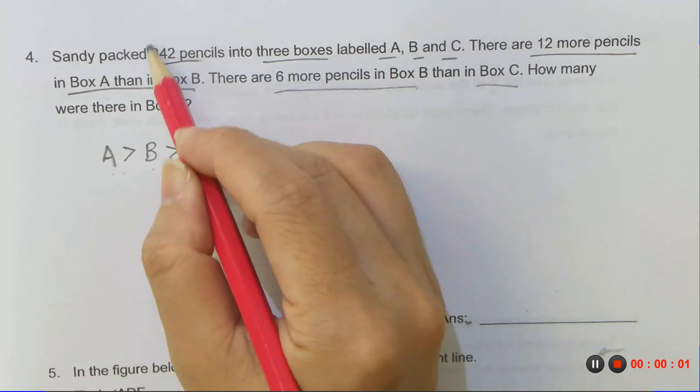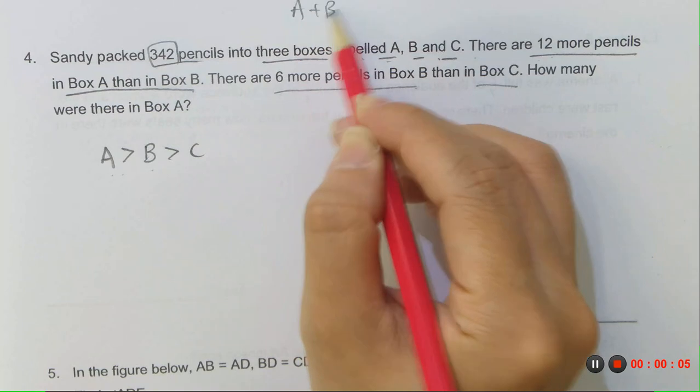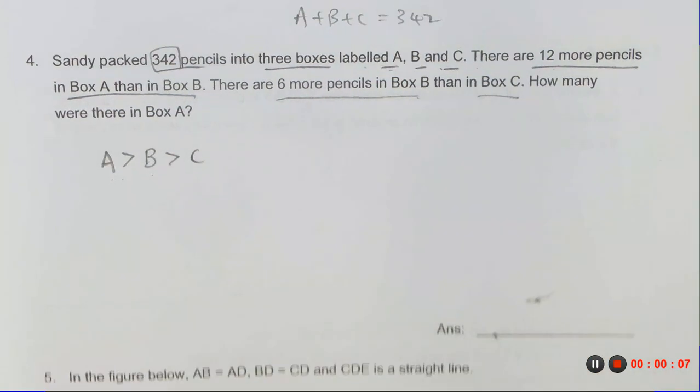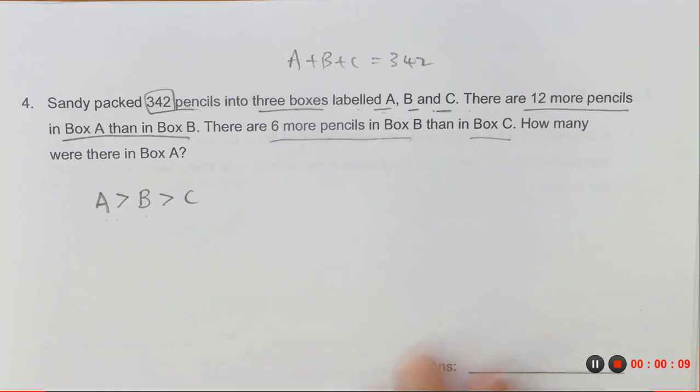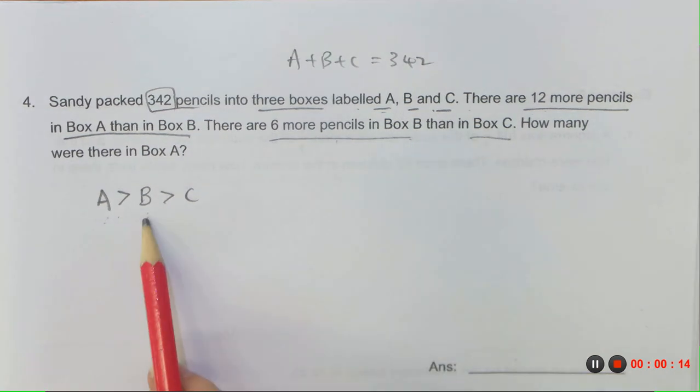342 pencils in 3 boxes A, B and C. Means A plus B plus C is 342. Then there's this relationship. 12 more pencils in A, 6 more pencils in B. So A is bigger than B, bigger than C.